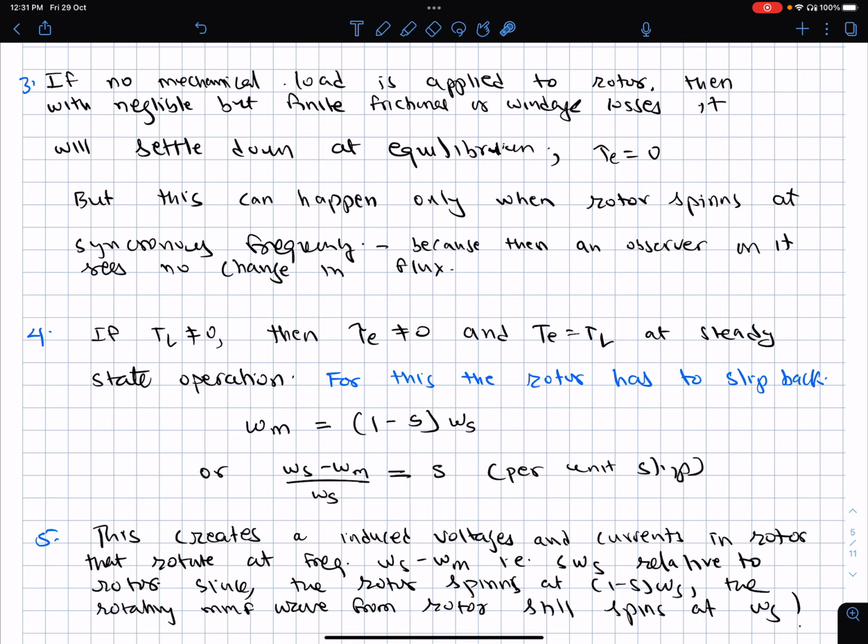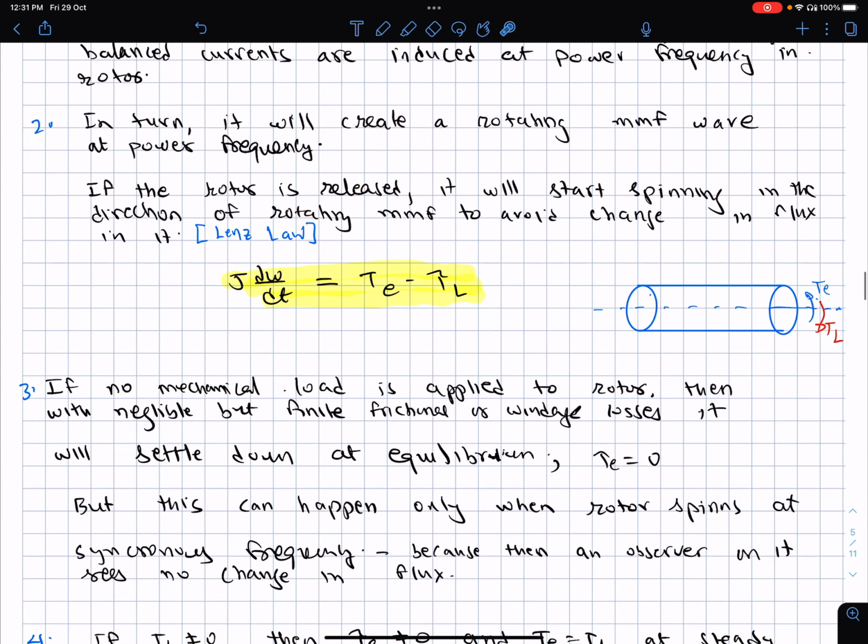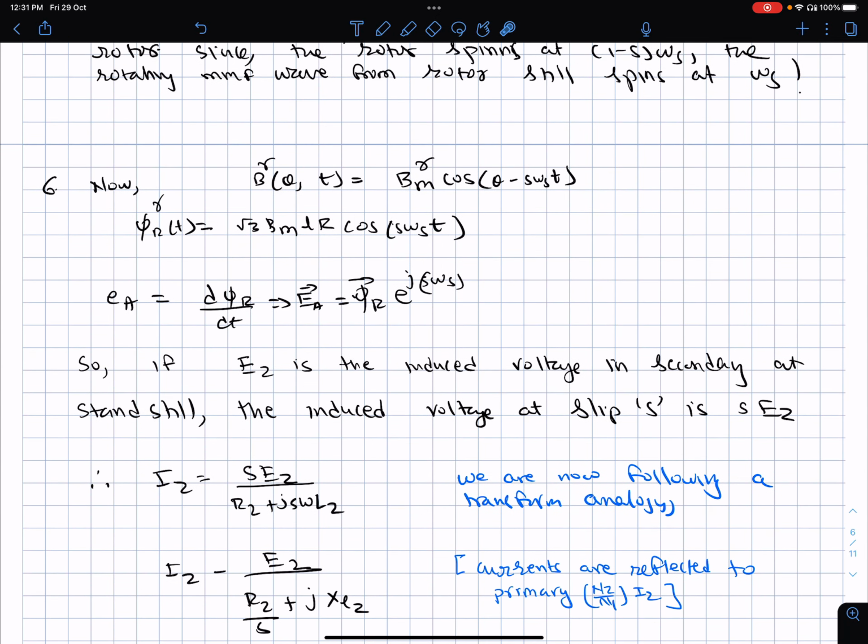If this is the speed at which they see a rotating mmf wave sweeping them, then emf will be induced. Their perception is that I am seeing Bm cos of theta minus omega s t. This is what I am seeing. And this Bm is the same as that of the one created by the stator. So far I have not discussed currents flowing in the rotor.